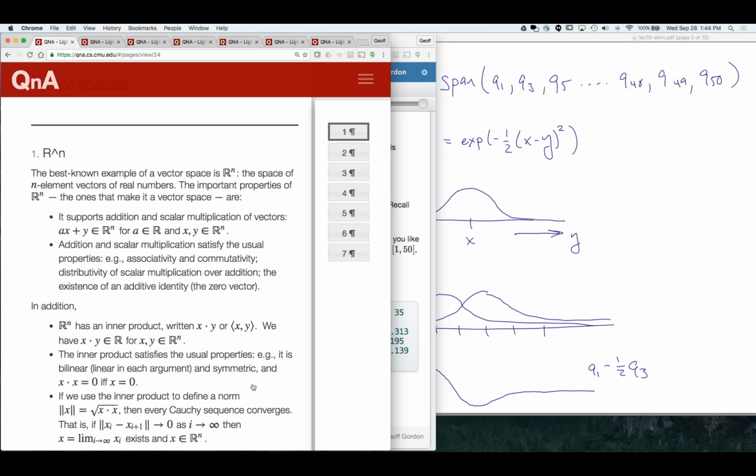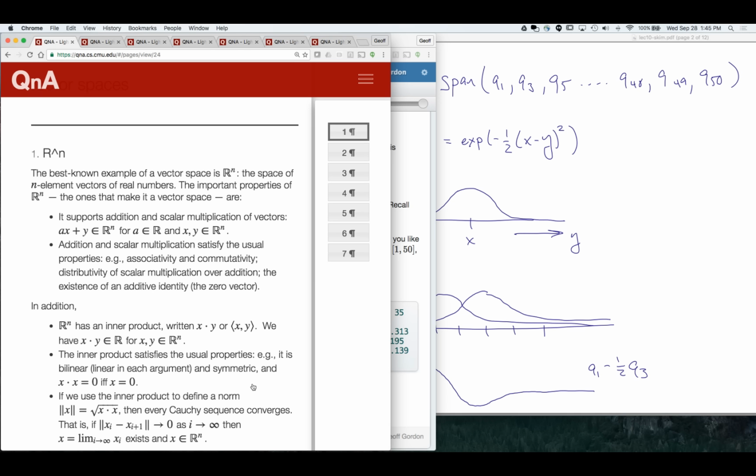So it's really important to keep clear the distinction between Rn and a general vector space, right? A general vector space is just something that supports the operations that vectors need to support, which is to say addition and scalar multiplication. And Rn is a specific vector space, which is the one where the vectors are tuples of real numbers. All right.